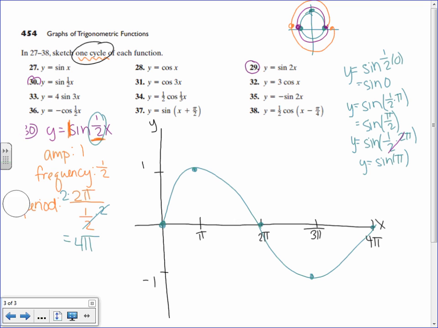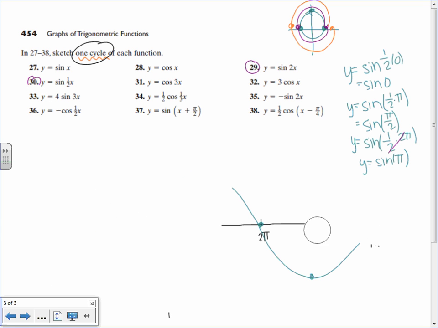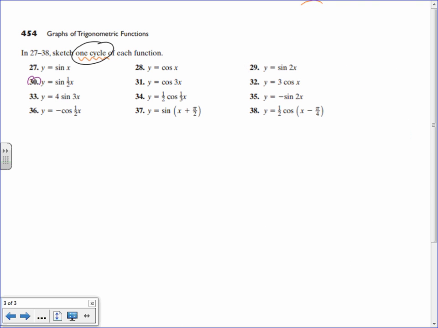And now 34. 34 is tricky. Get rid of all this. There we go. Okay. So 34 is y equals 1/2 the cosine of 1/3 x.